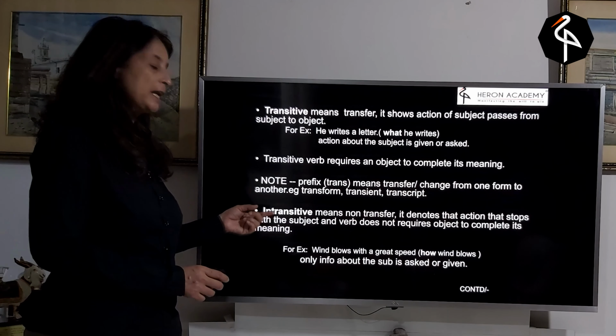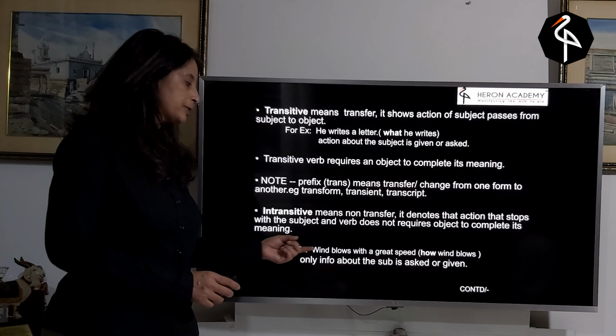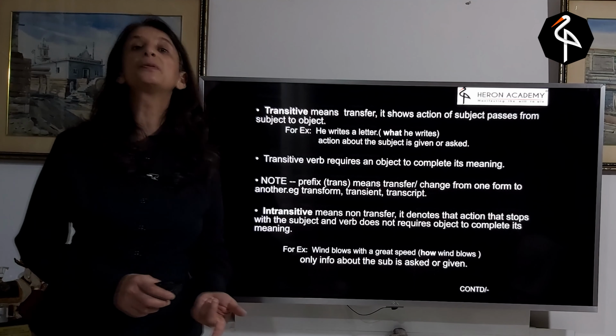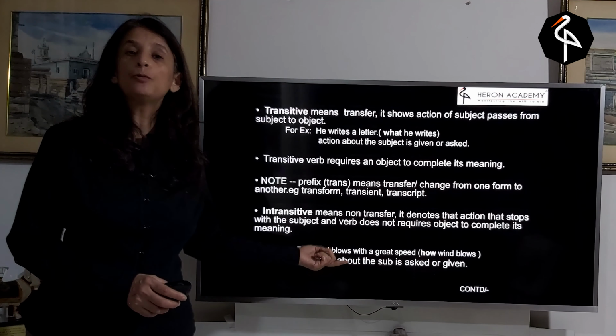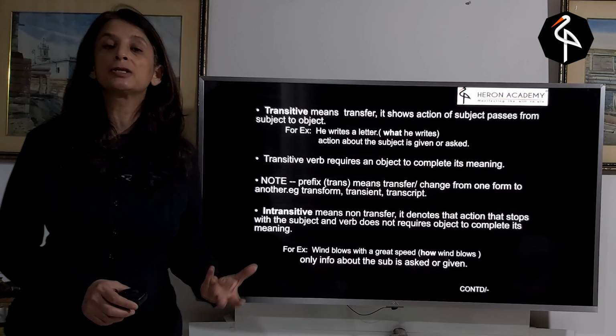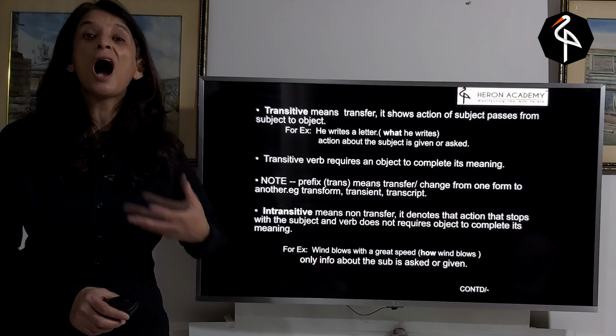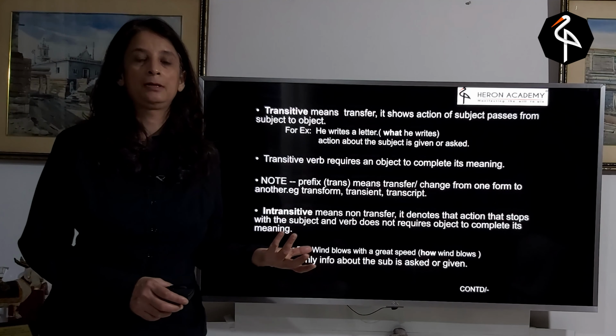Correct? Now, in intransitive form, when you say "wind blows with great speed," what are you doing here? You are only and only giving information about the wind, how the wind blows. That means the verb does not require any object to complete the statement. It is only information about the subject. Nothing to do as far as the verb is concerned. So that means it is an intransitive verb.